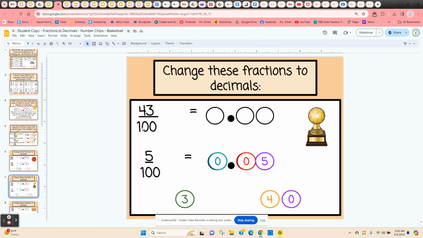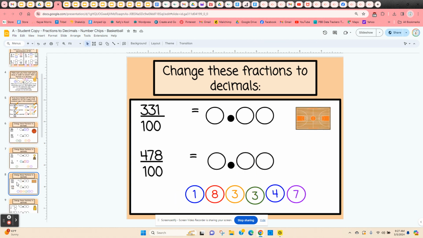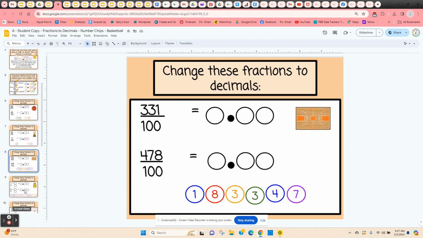And then they get a couple more here. These, again, are numbers where the numerator is larger than the denominator. So as long as they place the 1 correctly in the hundredths place, they should be able to place the other numbers.